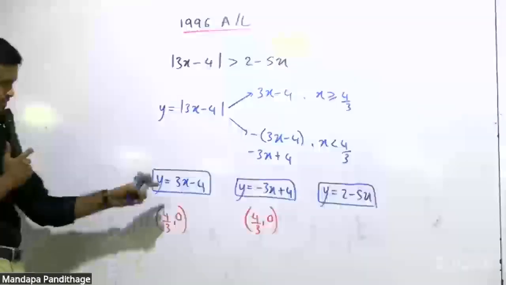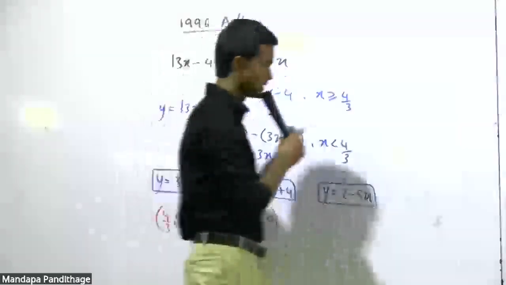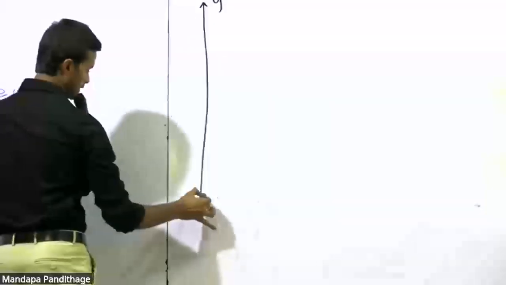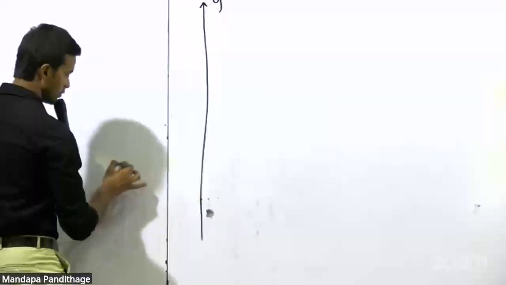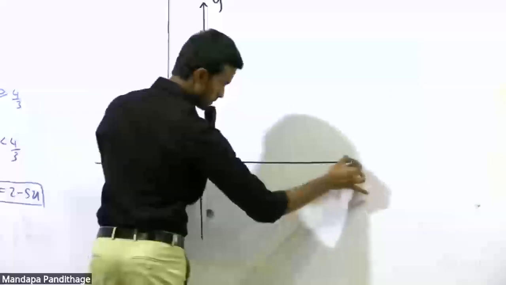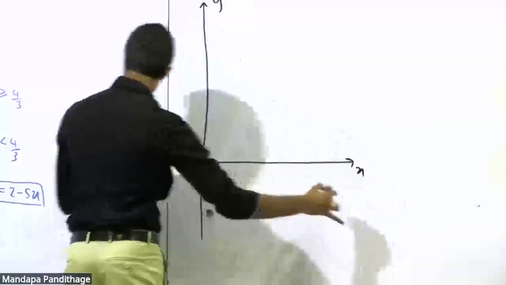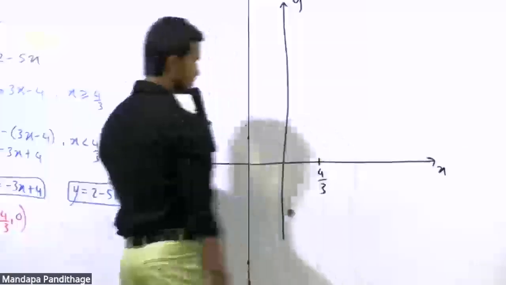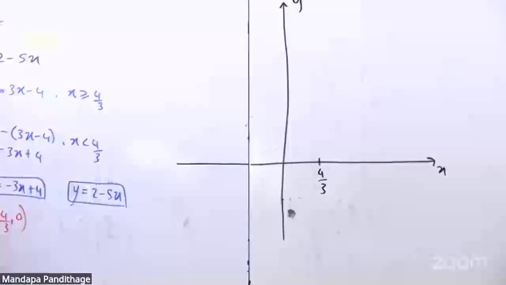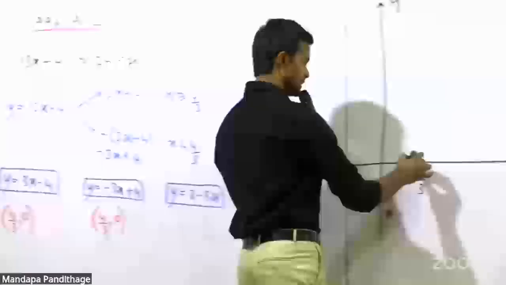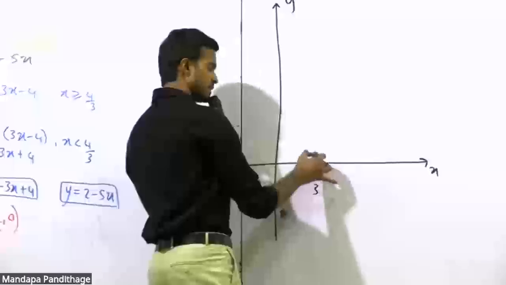So now let's consider these two graphs, y equals 3x minus 4 and y equals minus 3x plus 4. What is the turning point? The turning point is 4 over 3. For y equals 3x minus 4, the gradient is 3, and it clearly goes through this point.